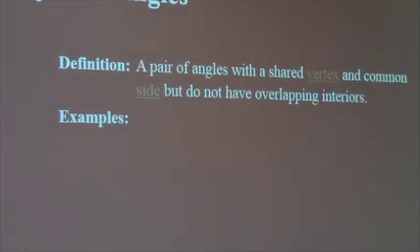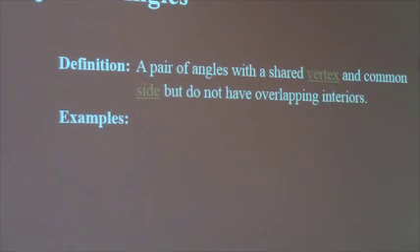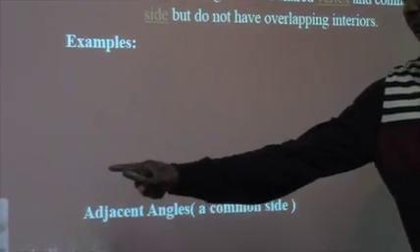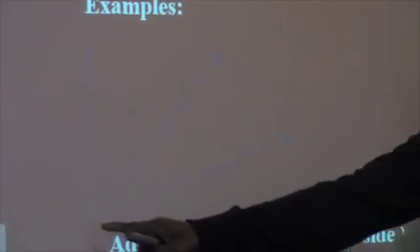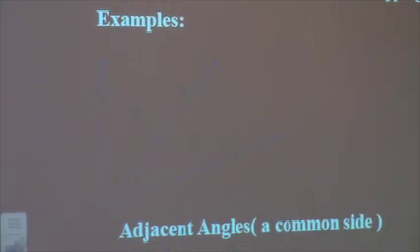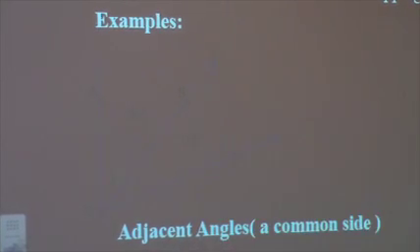For example, watch this, see some examples. So let me just pull all of this so that you see an example of adjacent angles. So these two angles here, angle ADB and BDC, are adjacent angles because they have a common vertex of D and they have a shared side, which is what? The ray AB.